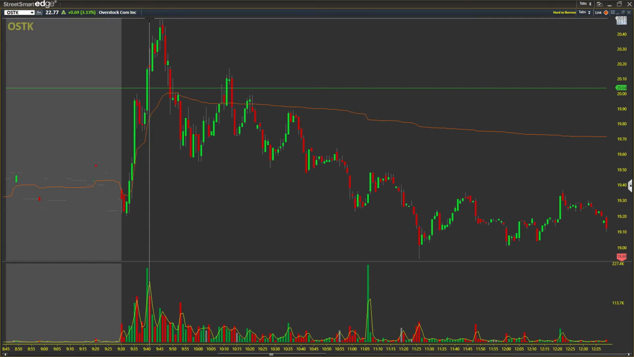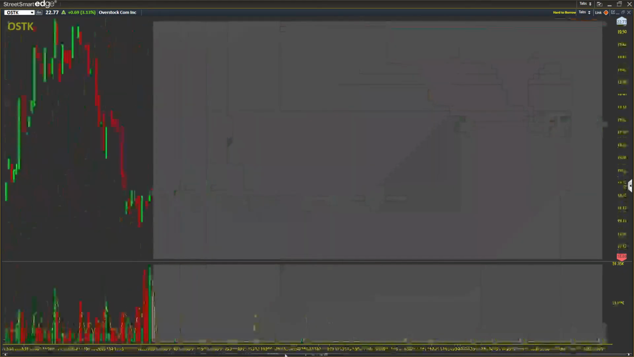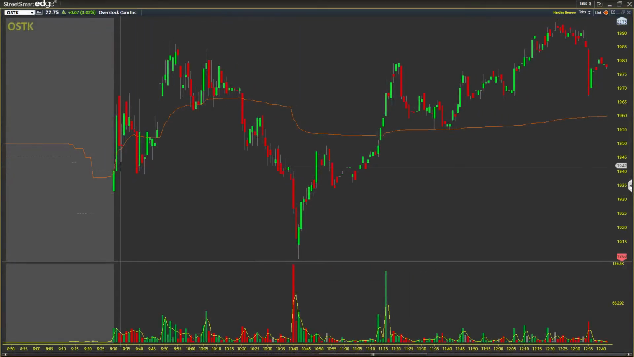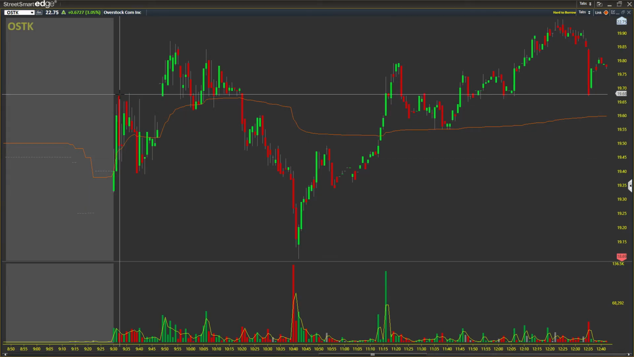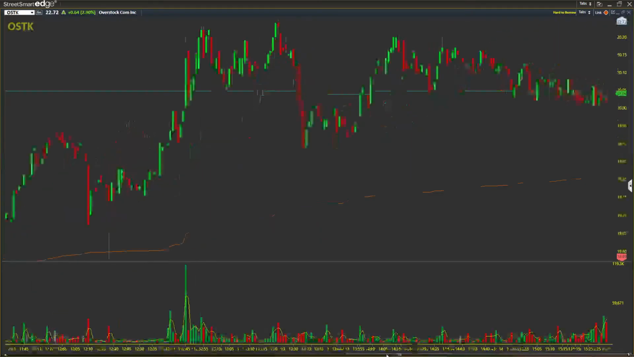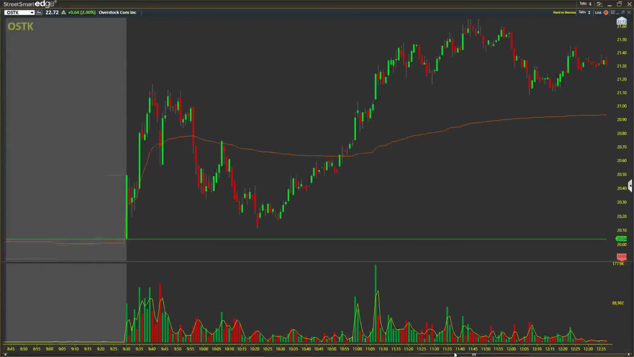And then ran up to $20.50. Fast forward to the next day. Little weak spike here, but right from the open. Opens at $19.33, spiked up to $19.70. Fast forward to today. Stock opened up at $20, spiked up to $20.50. Then it topped out at $21.20.